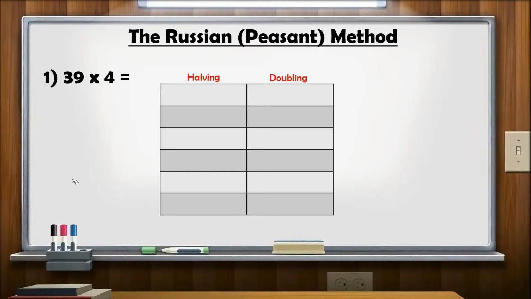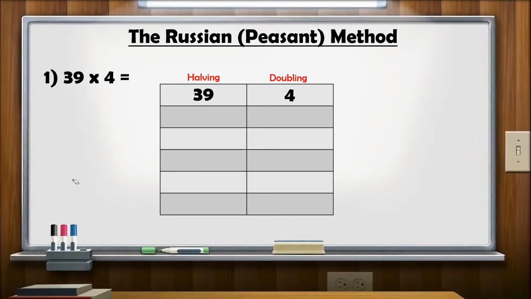Now, the first set of numbers we will use are 39 and 4. These are taken from the question. The order in which you put your numbers does not matter. So in this case, I will be using 39 and 4 in the order which the question is written.